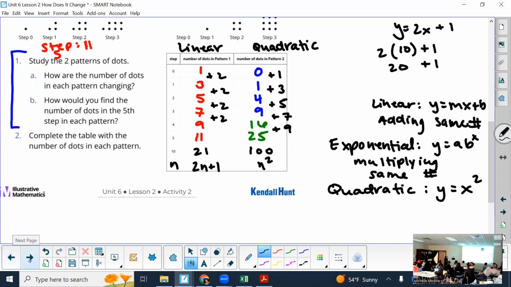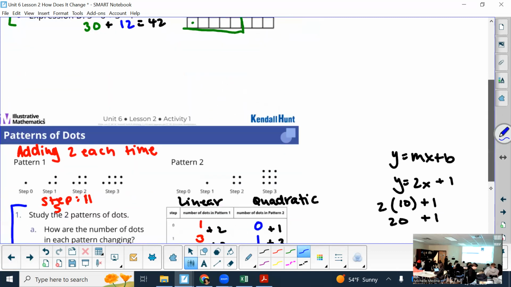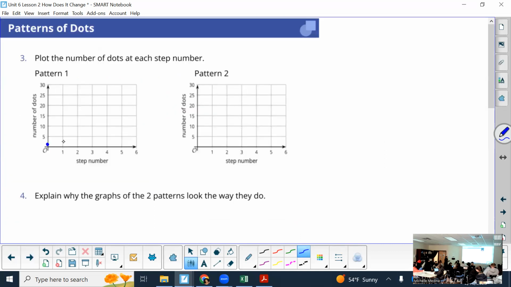All right. So then next slide, and we're actually going to use this table for the next slide. We're going to plot the number of dots at each step number for each pattern. So like for pattern 1, how many dots were there at step 0? So then you'll put a dot at 0, 1, because there was 1, remember? And it's going right straight from the table. I'm not making this up. 0, 1. How many dots were there at step 1? So then you're going to plot at 1, 3, to be about there. Can you guys answer the rest?